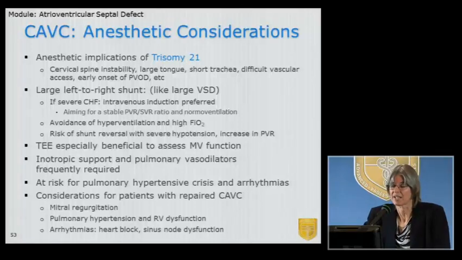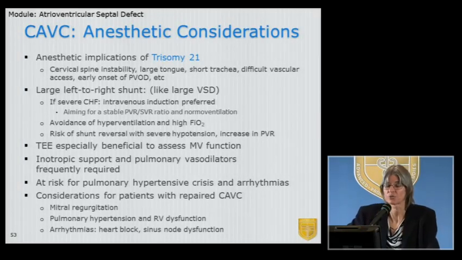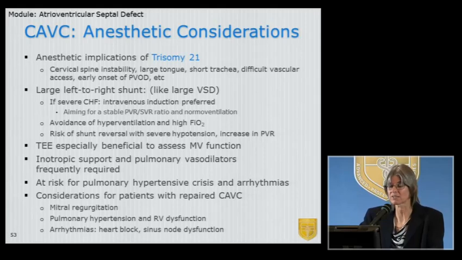What are the anesthetic considerations if you have children with a canal? Well, number one, you have all the implications that you have with trisomy 21 patients, right? Potential for cervical spine instability, a large tongue, short trachea, difficult vascular access, the early onset of pulmonary vascular occlusive disease. You have a very large left to right shunt, so they act like a large VSD.